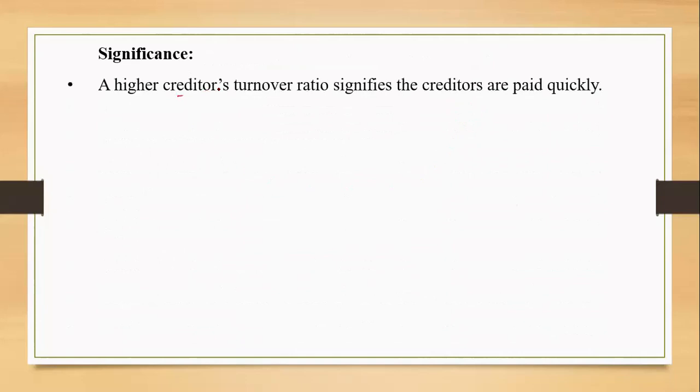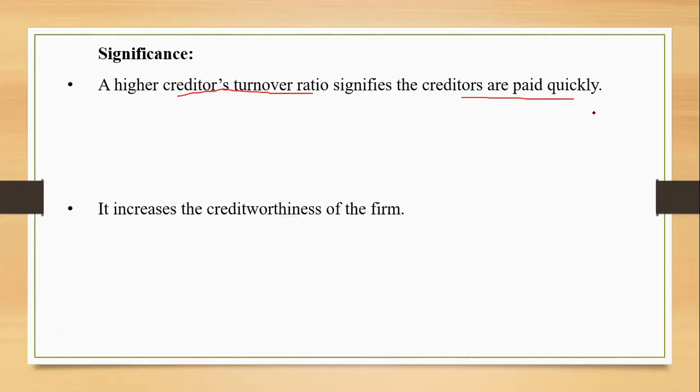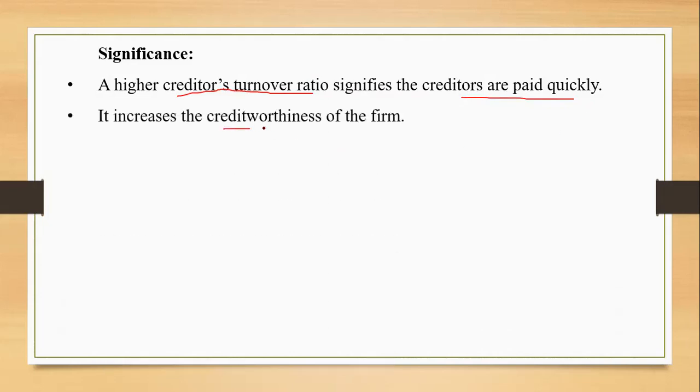A higher creditors turnover ratio signifies that creditors are paid quickly, right? It increases the credit worthiness of the firm. The more quick you make the payment to the creditors, it is always a benefit to the enterprise, the firm, and it will really increase the credit worthiness, the reputation of the firm in the market.